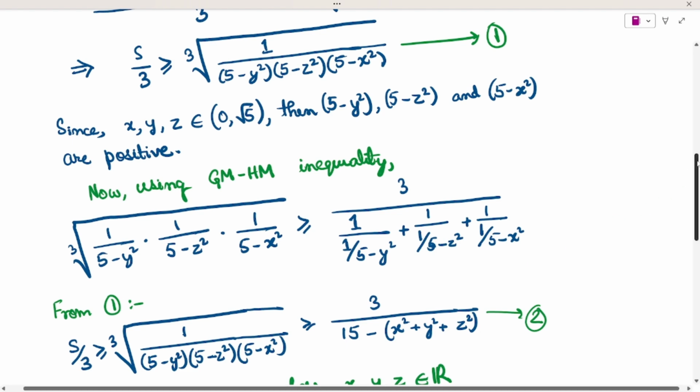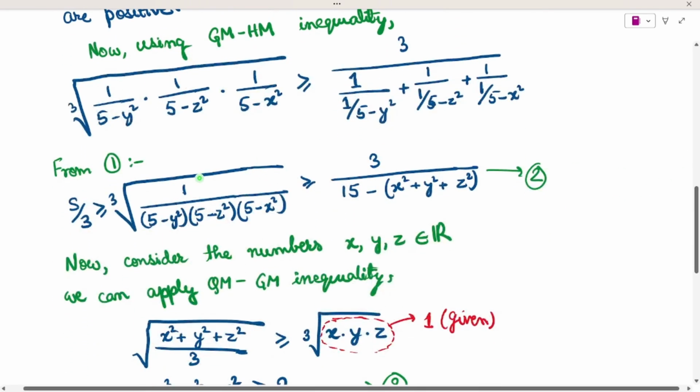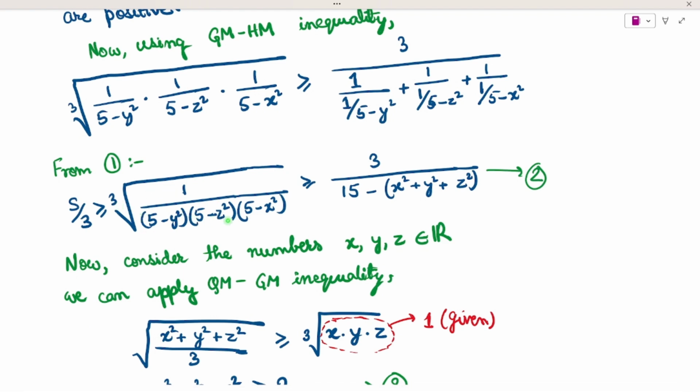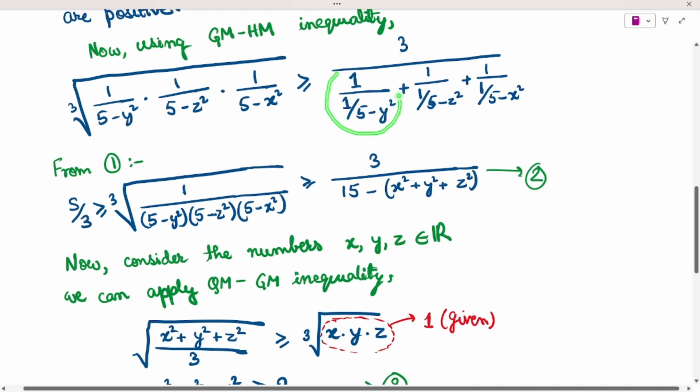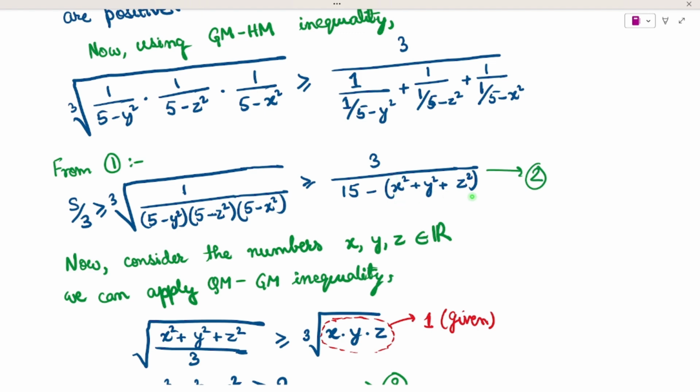So, basically, if we solve this, then we will get the cube root of 1 by (5 minus y square) into (5 minus z square) into (5 minus x square) greater than or equal to 3 by, this all will come at the top, like this entire thing would actually become 5 minus y square. This entire thing would actually become 5 minus z square. This entire thing will actually become 5 minus x square. So if we add all those, then we will get 15 minus (x square plus y square plus z square).